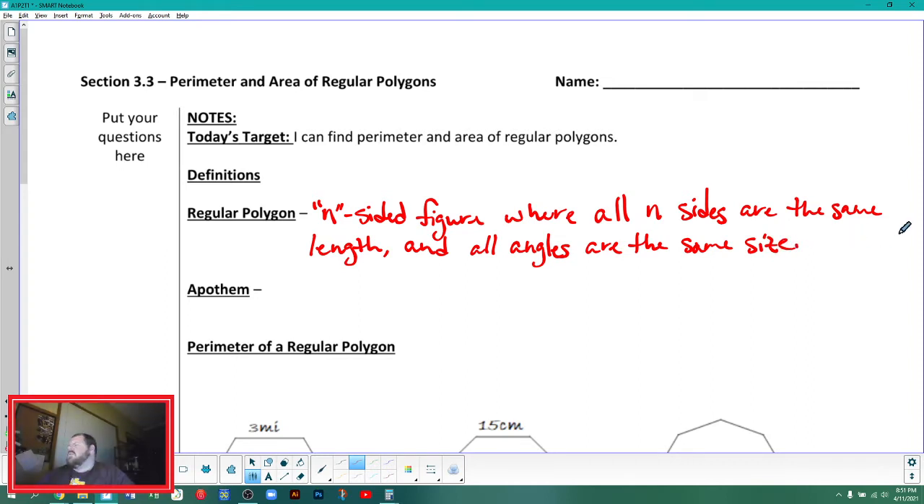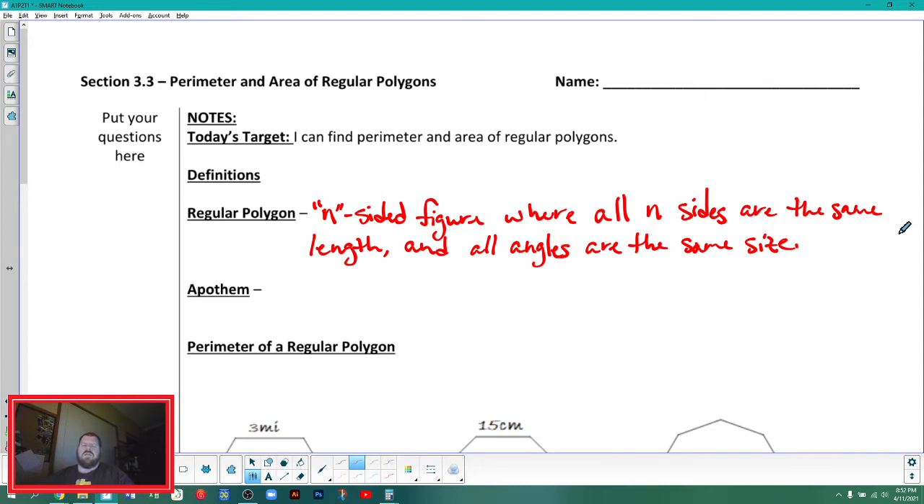Okay, and so what that means for us in math terms is that all n sides are congruent and all the angles are congruent as well. So it builds these kind of perfect polygons. An easy example is a square, which is a regular polygon. It's a regular four-sided shape where all four sides are the same length and all the angles are congruent. In a square, all the angles are right angles, so they're all the same.